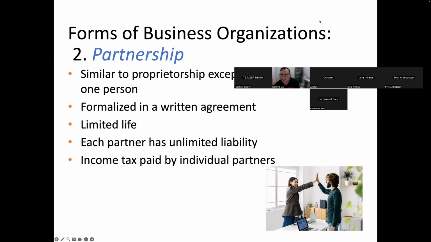Okay, think about the doctor, right? Loss will be distributed between the partners. Yes. Okay, good. Risk can be divided among partners.